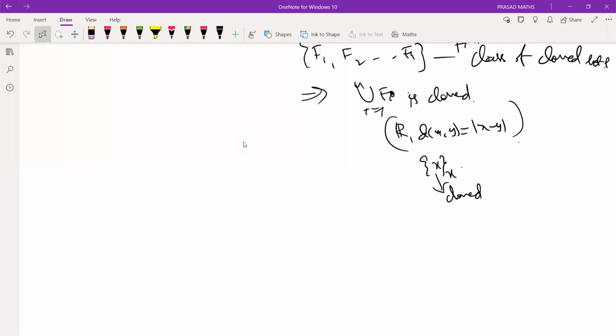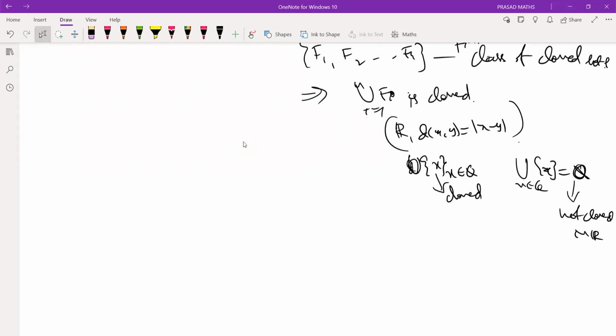But I'm working with rational singletons. Not only rational, irrational is also a closed set because a singleton set has no limit points. Therefore, you take the union of these. What do you get? Rationals. The total collection of all singletons over Q is nothing but the rationals. It is not closed.